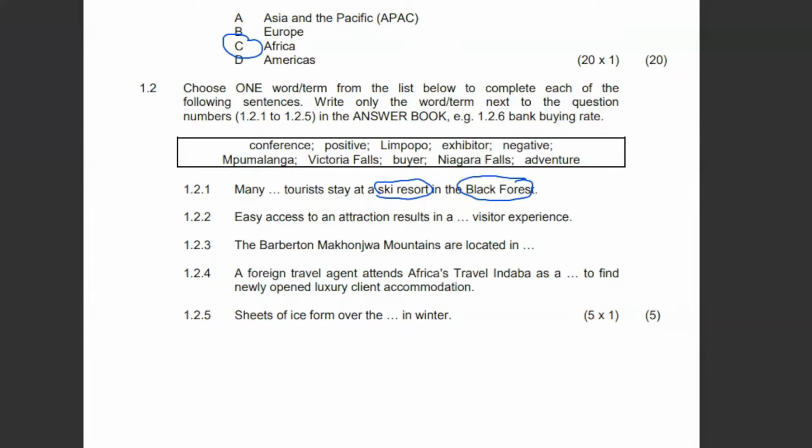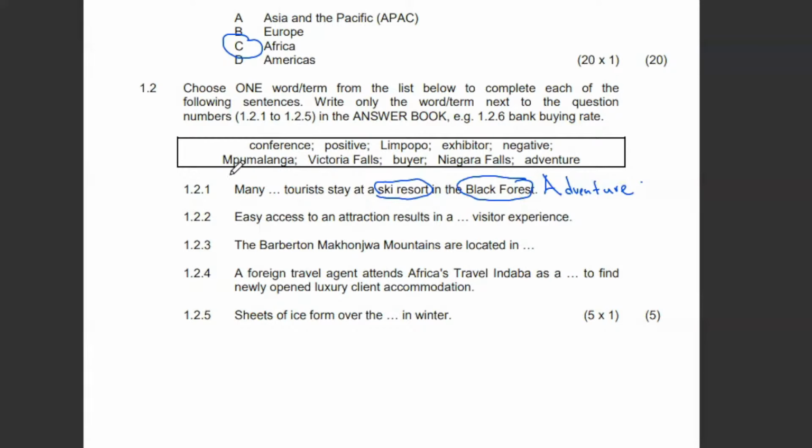So I'm going to write it right next to the question. Skiing is done by adventure tourists. It is actually done by adventure tourists. Then the second question reads, 1.2.2, easy access to an attraction resides in a what experience?